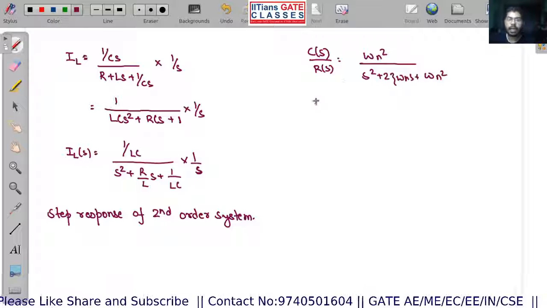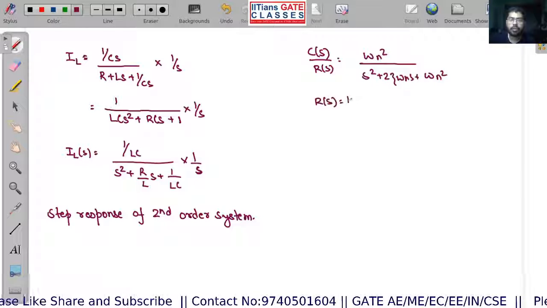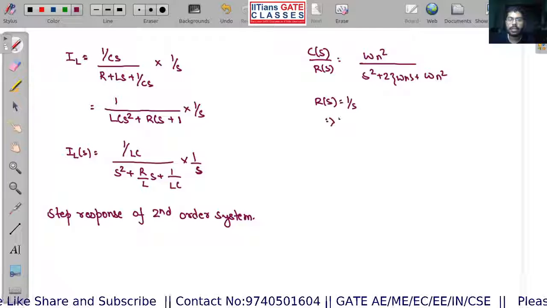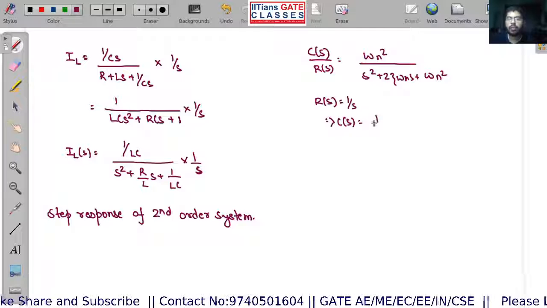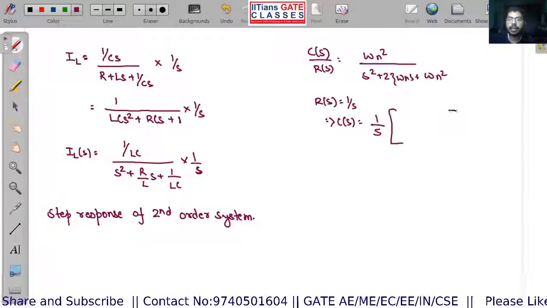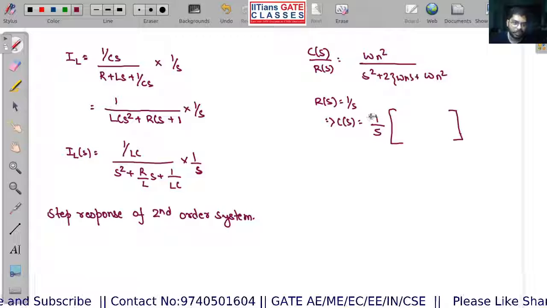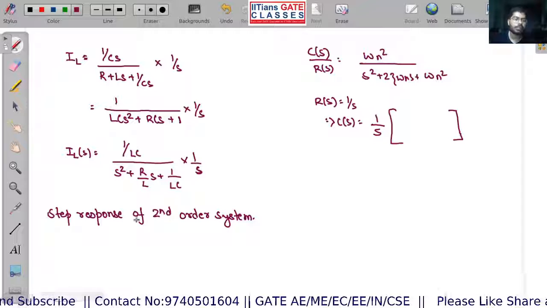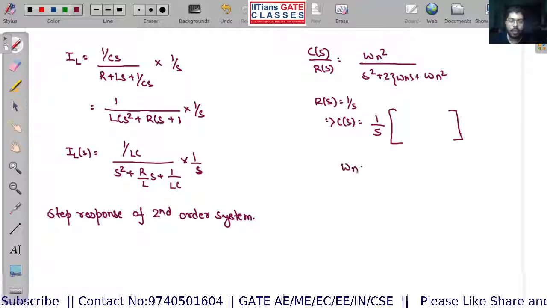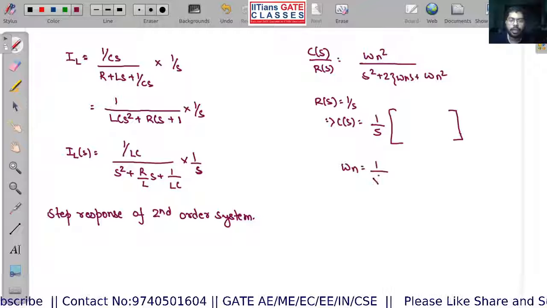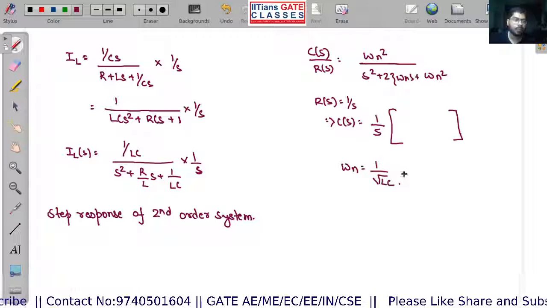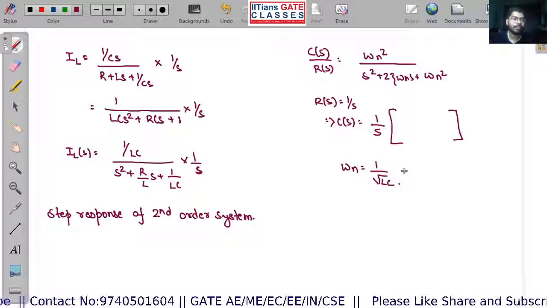Now if I put the 1 by S here, this is basically the 1 by S into this whole term. So this is basically the step response of a second order system. If you compare, omega n comes out to be 1 by under root LC.